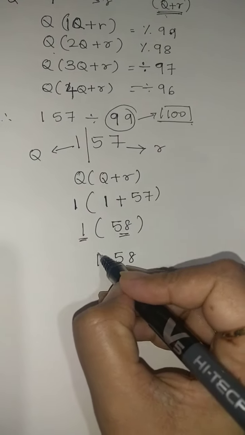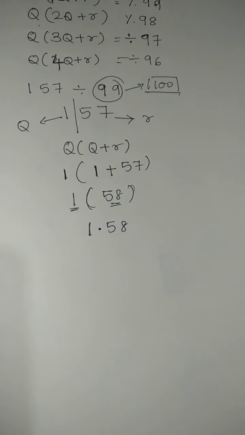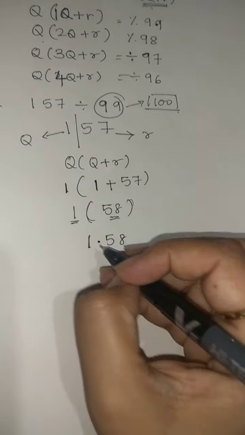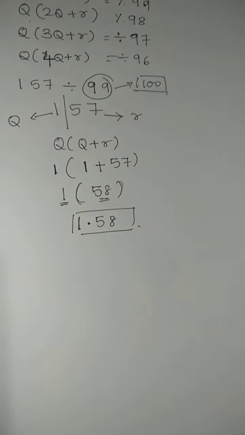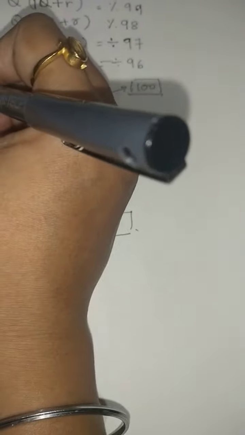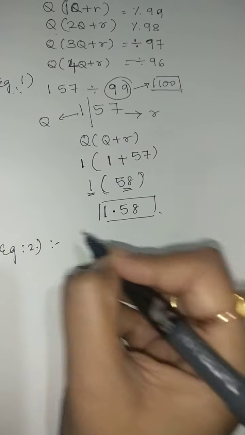This bracket is nothing but a dot, a point, a decimal. So 1.58 is your answer. Now let me take another sum. This was example 1. Let me take another example, example 2.